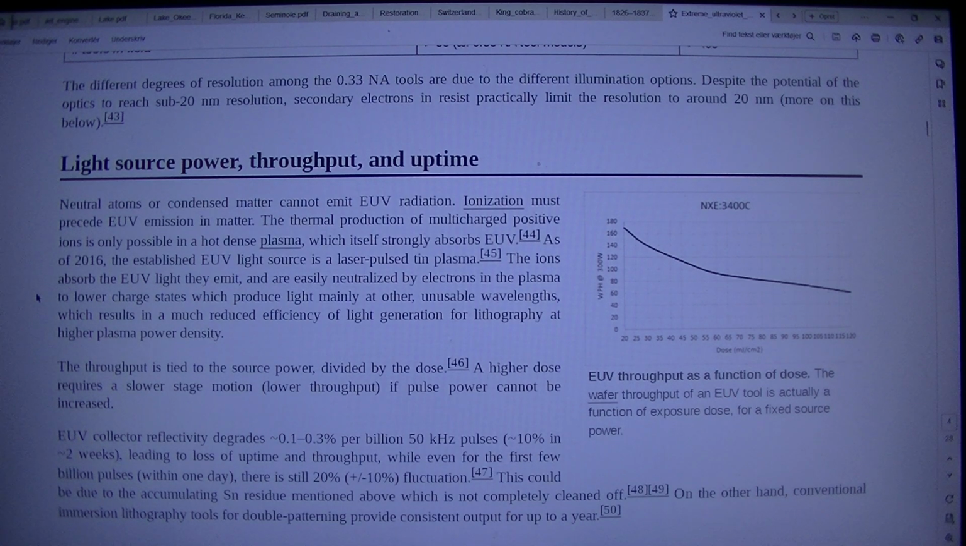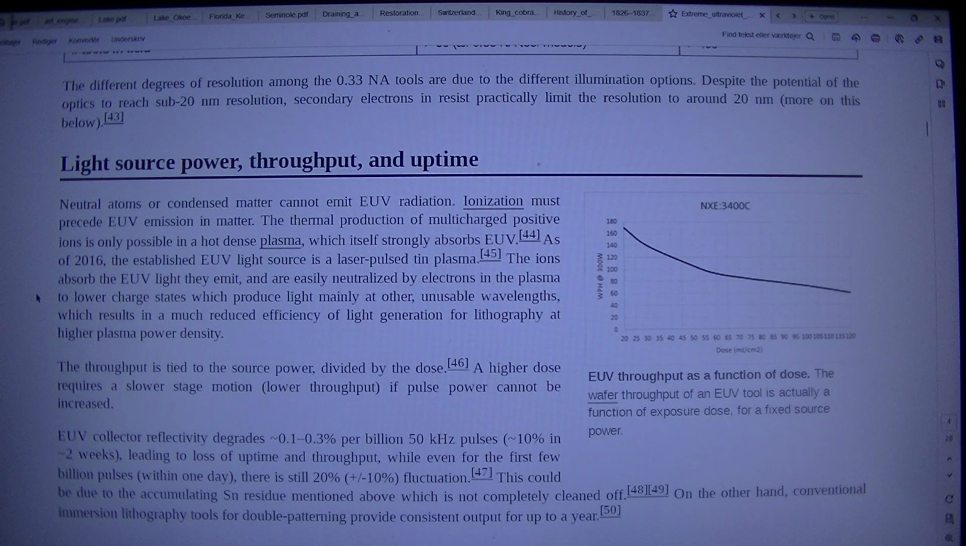If pulse power cannot be increased, EUV collector reflectivity degrades 0.1 to 0.3% per billion 50 kHz pulses, 10% in 2 weeks, leading to loss of uptime and throughput, while even for the first few billion pulses, within 1 day, there is still 20% plus/minus 10% fluctuation. This could be due to the accumulating Sn residue mentioned above, which is not completely cleaned off.